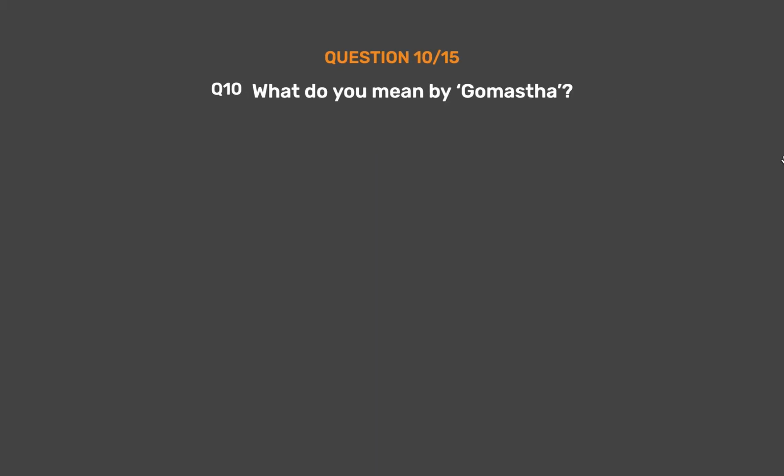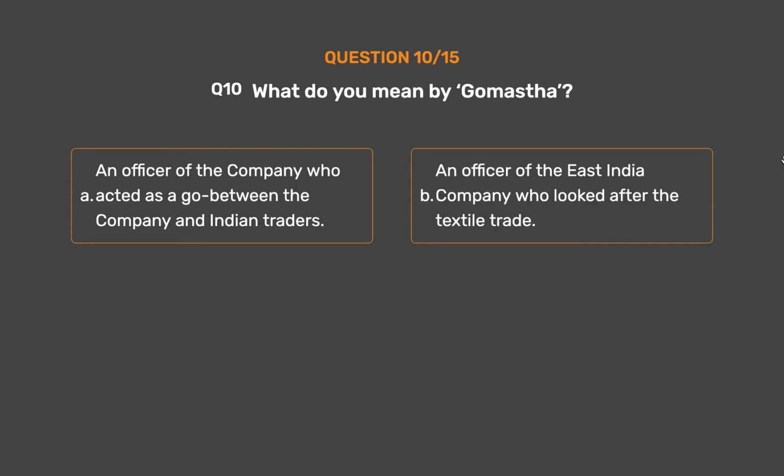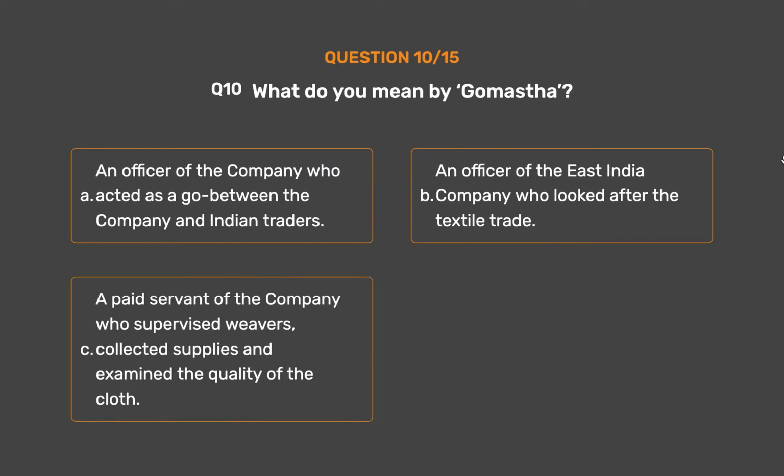Question number 10. What do you mean by Gomastha? Option A. An officer of the company who acted as a go-between the company and Indian traders. Option B. An officer of the East India Company who looked after the textile trade. Option C. A paid servant of the company who supervised weavers, collected supplies and examined the quality of the cloth. Option D. None of these.